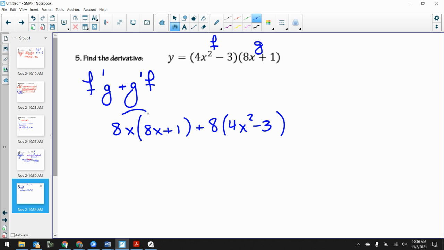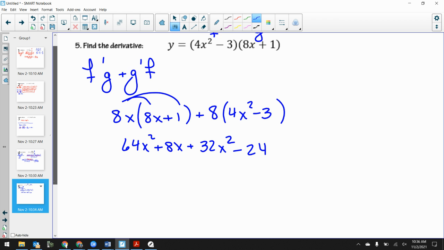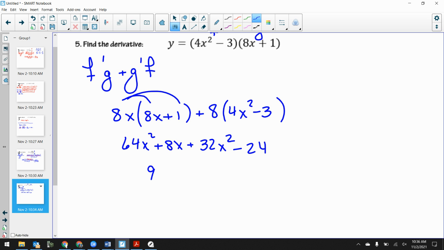Okay, now I multiply in. So 64x squared plus 8x, and then plus 32x squared minus 24. Okay, that means it's 96x squared plus 8x minus 24. That's y prime. So that's finding the derivative first.